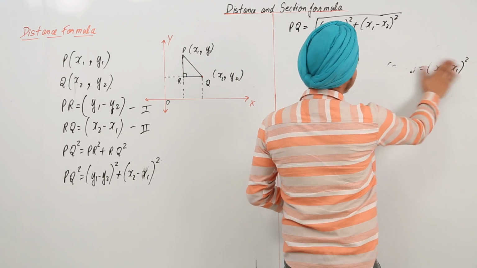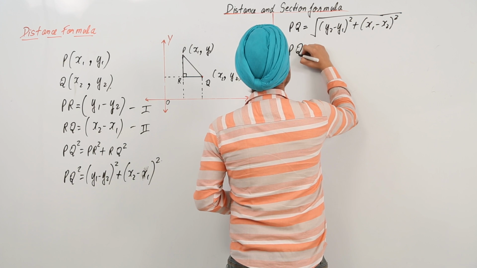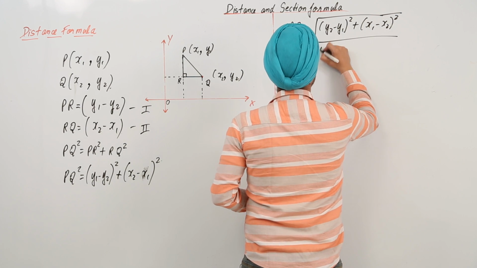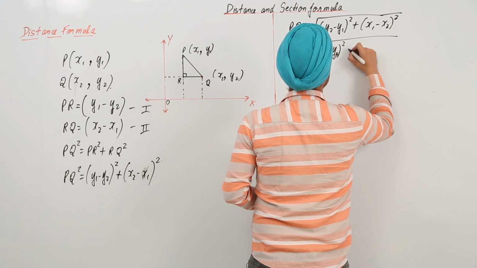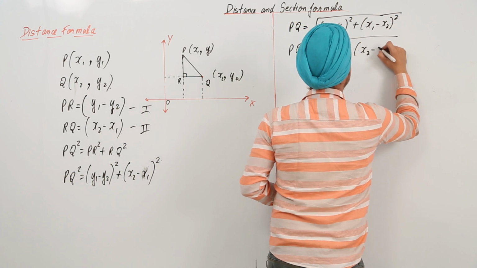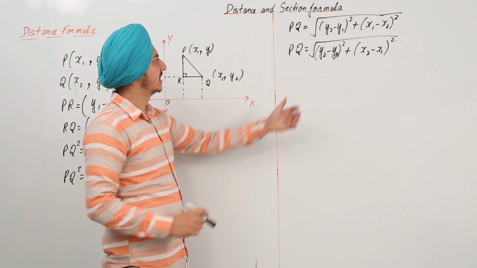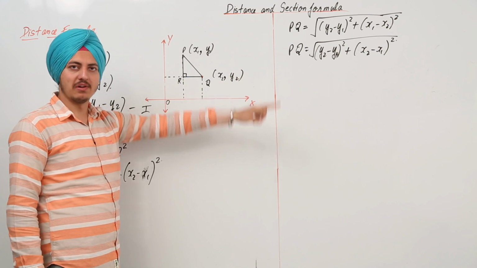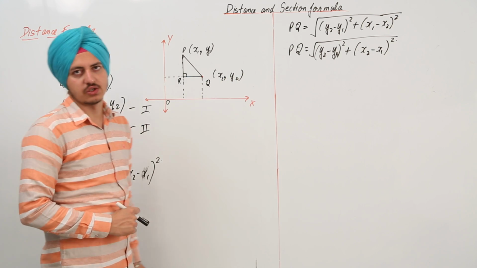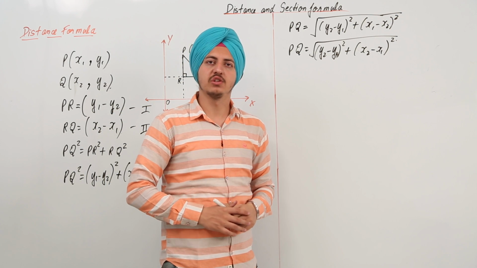So if these two are equal, then we can write the distance formula as the square root of (y2 minus y1) whole square plus (x2 minus x1) whole square. And this is the distance formula. The distance between P and Q is the square root of (y2 minus y1) whole square plus (x2 minus x1) whole square. And now we will be covering a few problems based on the distance formula.